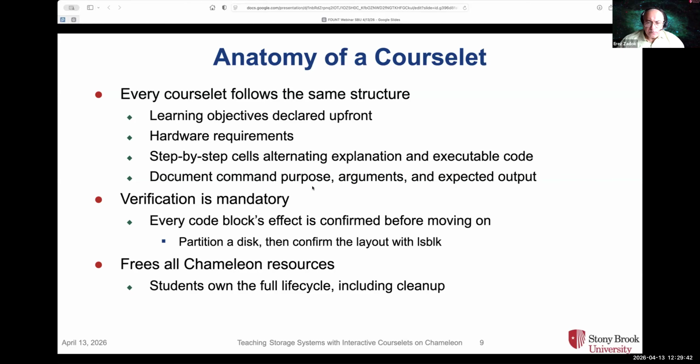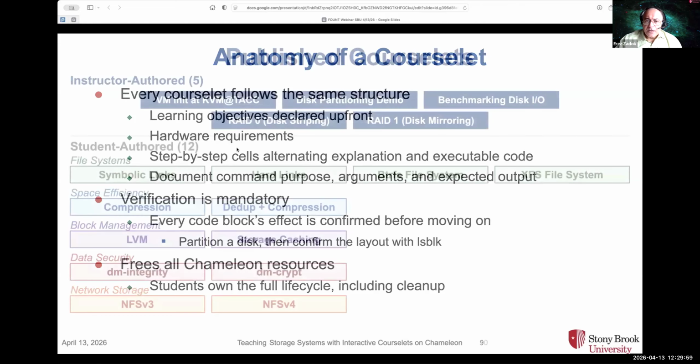And then at the very end, we go through a set of cells that just frees up all the resources, cleans everything up, and we go back to the initial state. So that's how we had our courselets set up.